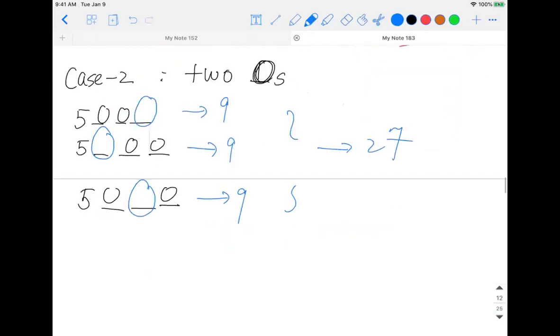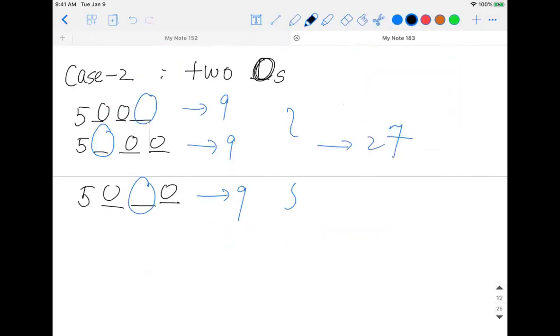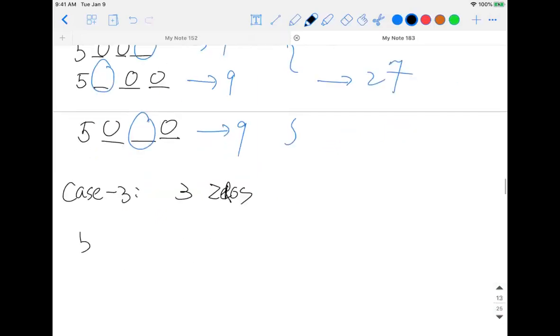Easy peasy, right? And case number 3, you have 3 zeros. 3 zeros, 5, 1, 2, 3. You basically cover the case, right? So there's only one scenario. No more scenarios for the last one.